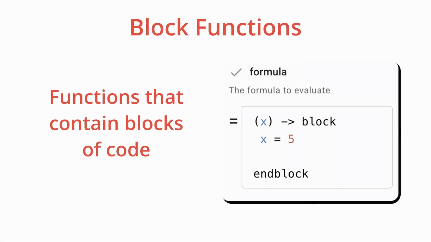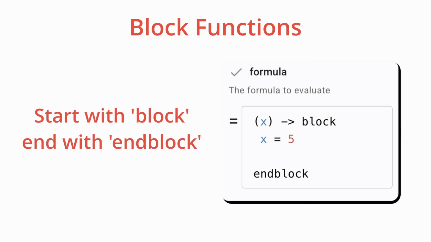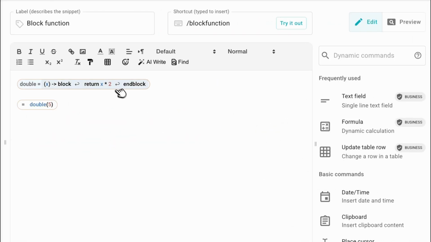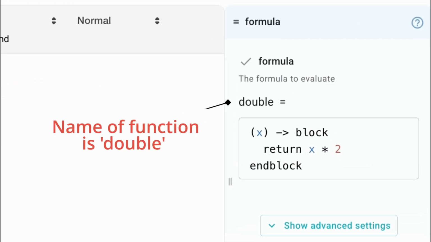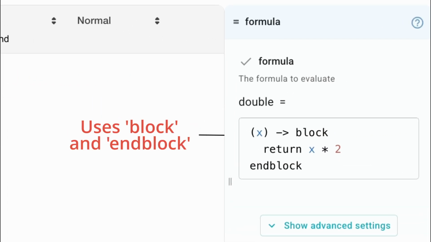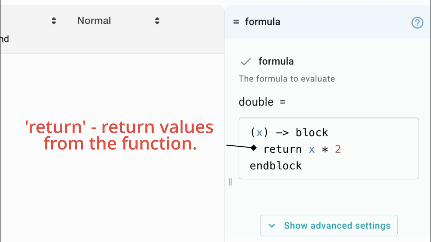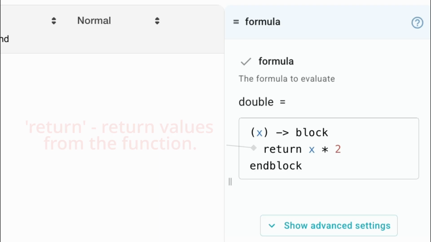You can define formulas that contain code blocks known as block functions. These start with block and end with end block. In this example, a formula is created that uses a block function. It uses a return statement that simply returns values from the function, and this allows you to use the contents of the function outside of the current formula.